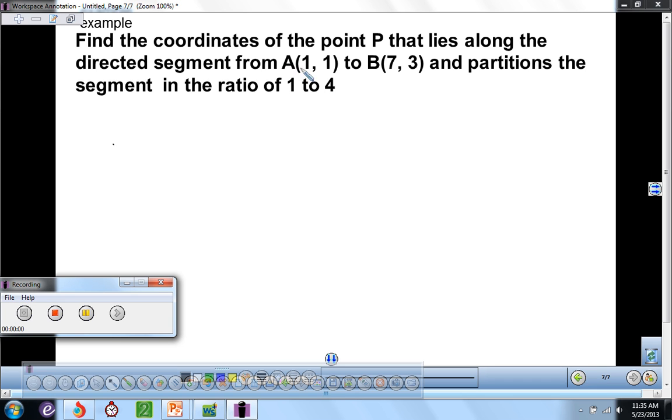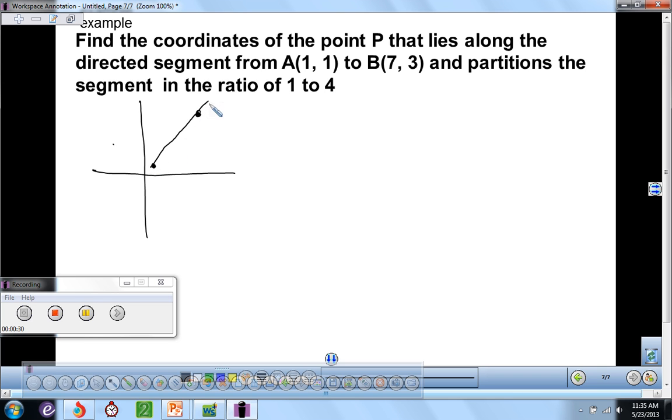So from A to the point P, you may want to draw a little line to see it. If we go over 1, up 1, that's our first point, and then we go over 7, up 3, we should be somewhere in here. Connect the points, and we want the point P to be 1/5 of the way. So 1/5, I'm going to put somewhere here.